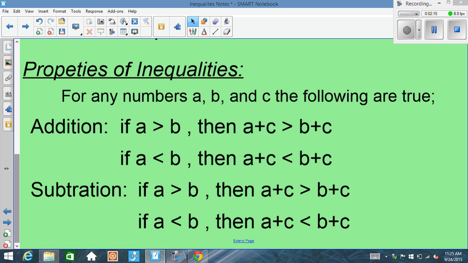Addition. If a is greater than b, then a plus c is greater than b plus c. Addition property of inequality. If a is less than b, then a plus c is less than b plus c. For subtraction, if a is greater than b, then a minus c is also going to be greater than b minus c. And likewise, if a is less than b, then a minus c is less than b minus c. Again, subtraction property of inequalities. You do the same to both sides.